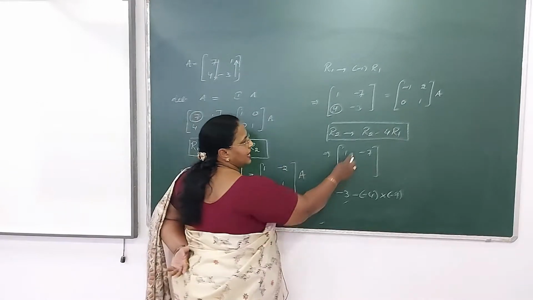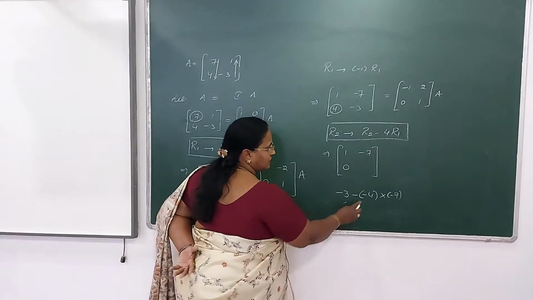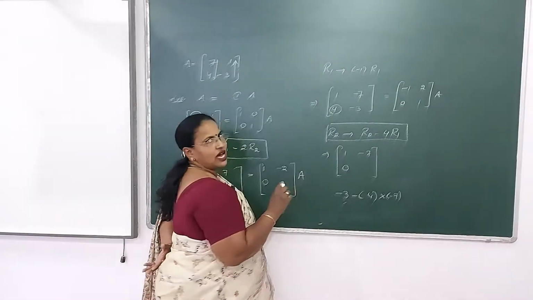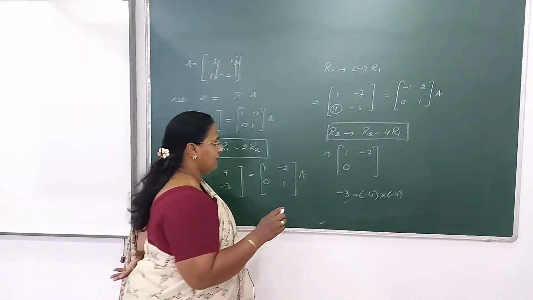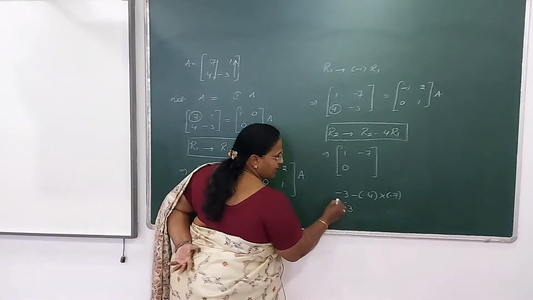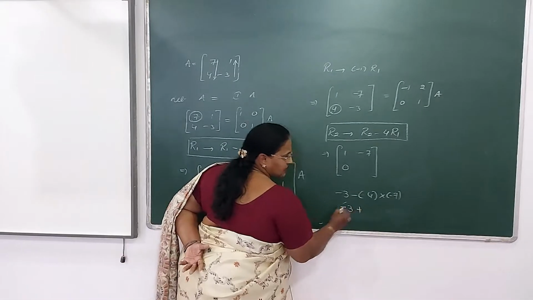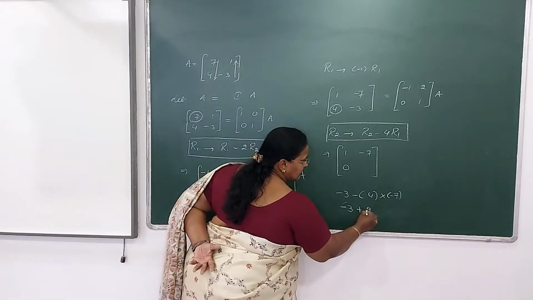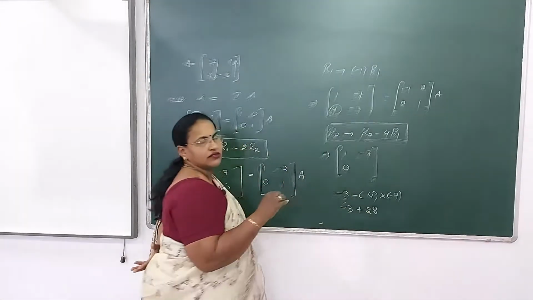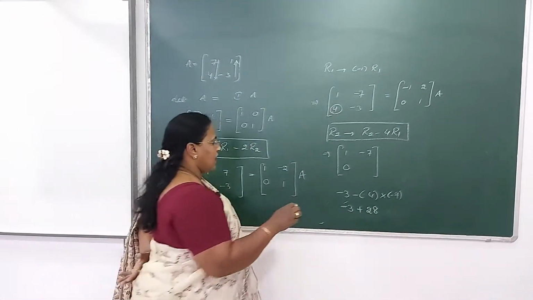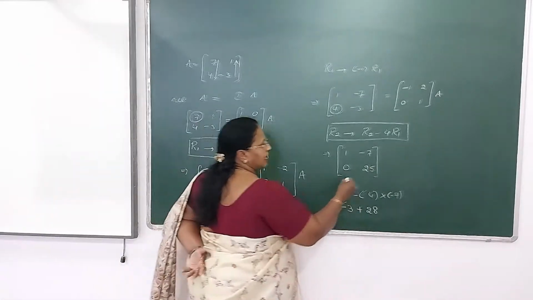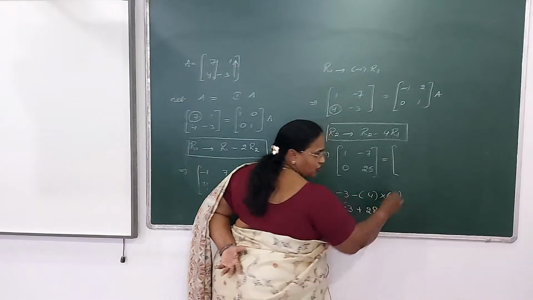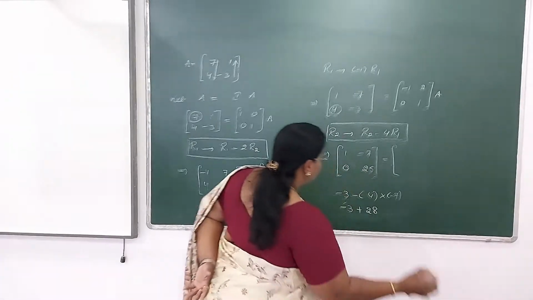So what will you be getting? R2 minus 4 times R1. So it's 4 into, what is R1? R1 is minus 7. So how much will you be getting? Minus 3 plus 28. Okay. Now how much is it? It's plus 25. Now the same operation you will be doing on the right side.